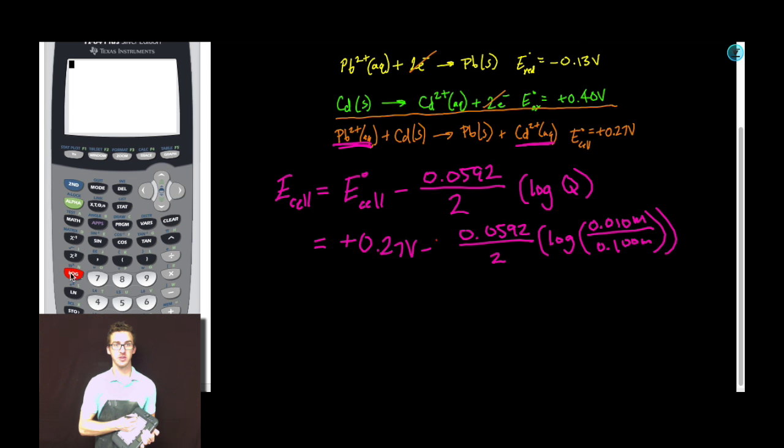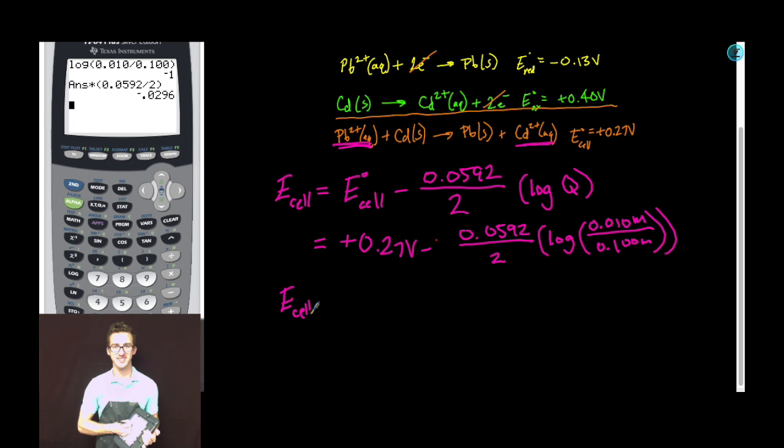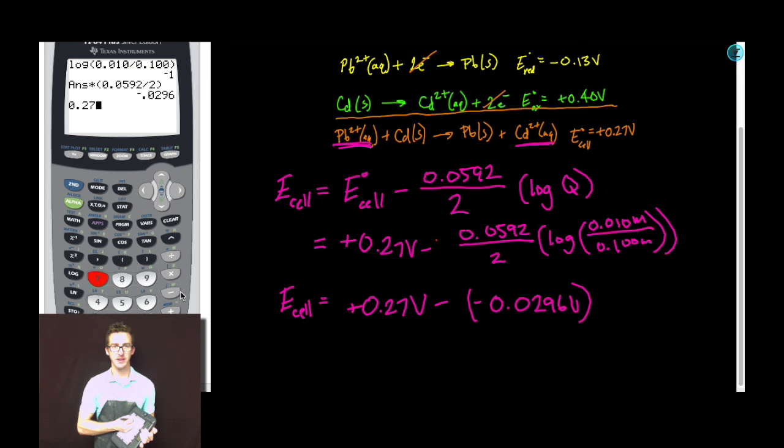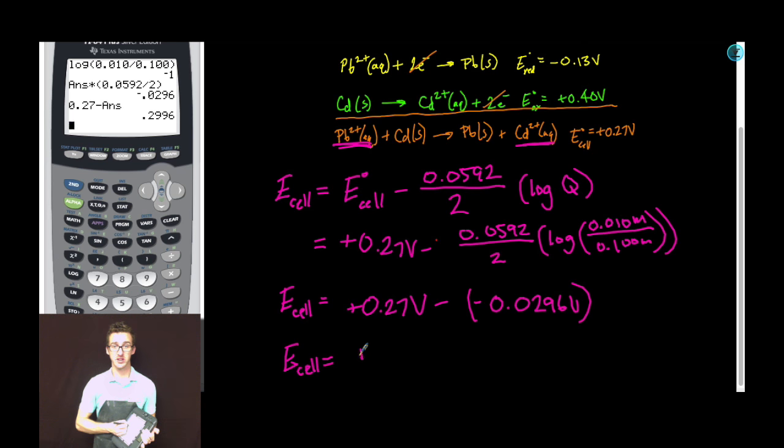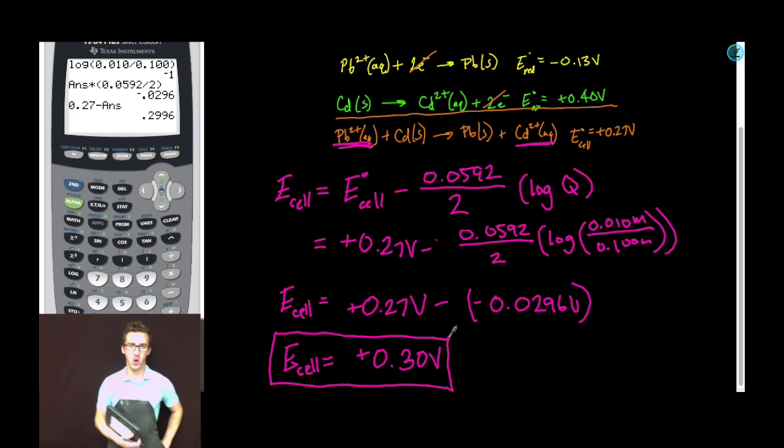All right, let's calculator this up. First thing I'm going to do is take the log of 0.010 over 0.100. Oh, that was easy enough. Who needs a calculator? We're going to multiply that by 0.0592. Our cell potential under these non-standard conditions is going to be positive 0.27 volts minus a negative 0.0296 volts. So 0.27 minus second answer. Enter. Cell potential under non-standard conditions, positive 0.30 volts.